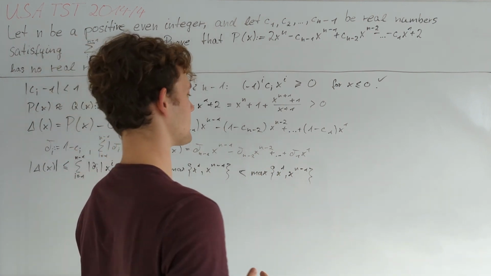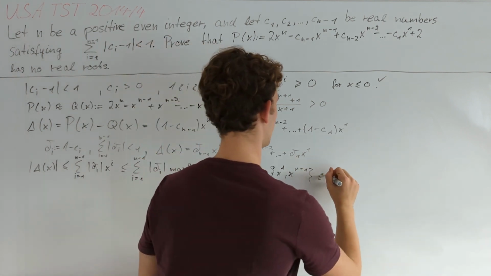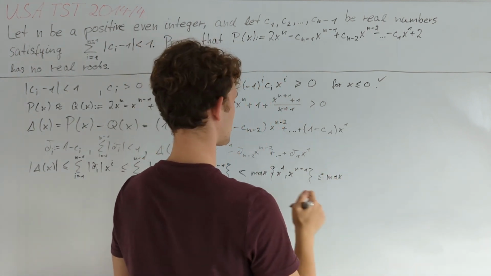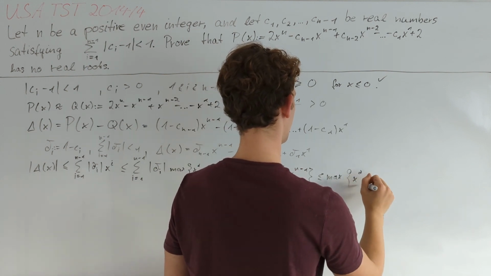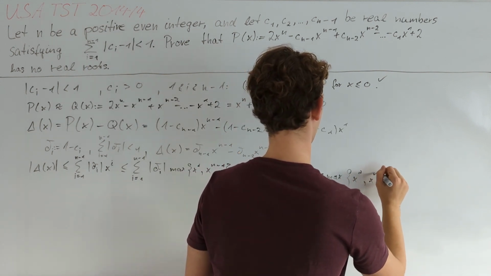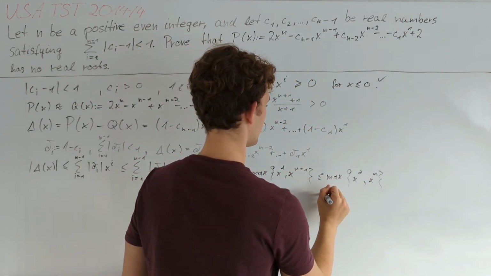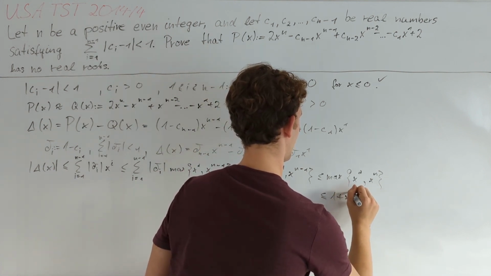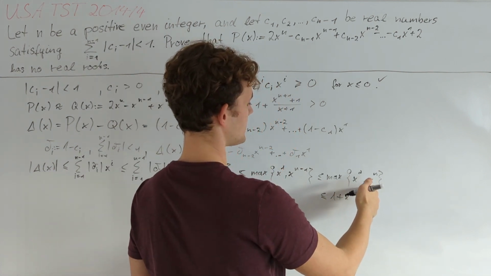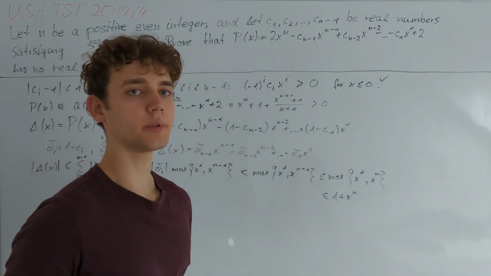But in this case, it works out nicely, because we can just say, because those are nicer numbers, that this maximum is less than or equal to the maximum of x to the power of 0 and x to the power of n. And this, in turn, is less than or equal to 1 plus x to the power of n, because both terms are non-negative.